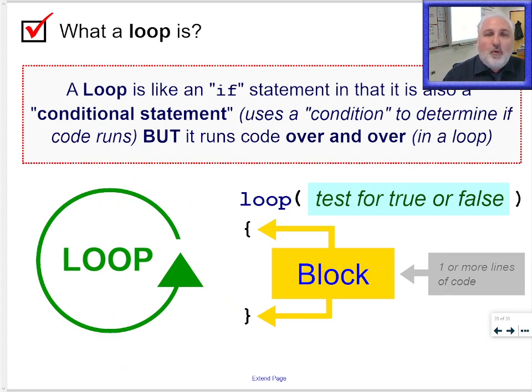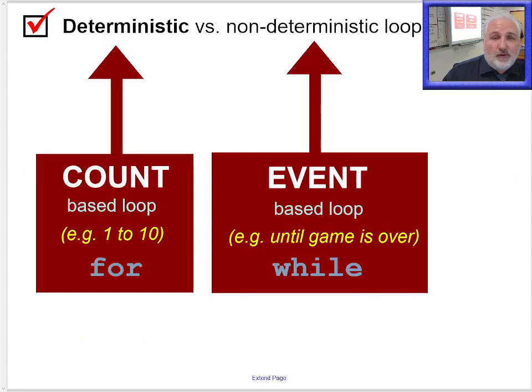Just to wrap this up, what is a loop? A loop is like an if statement, okay? It's like a condition, it uses a condition to determine if code runs, but it runs over and over in a loop. So the loop tests for true or false. It creates a block of code, which is one or more lines, and can run itself over and over again.